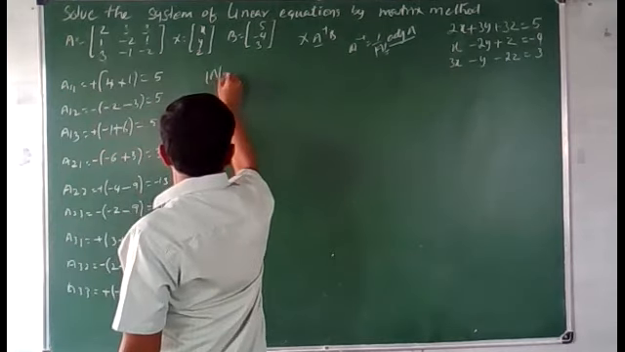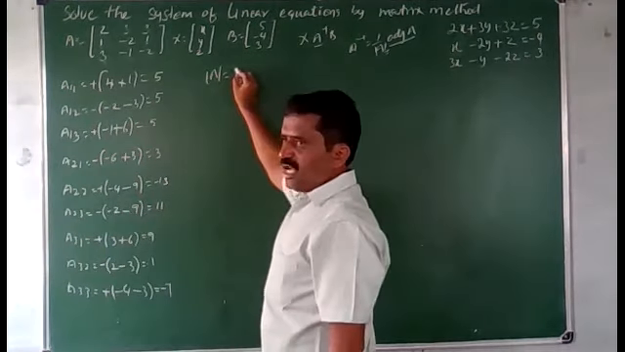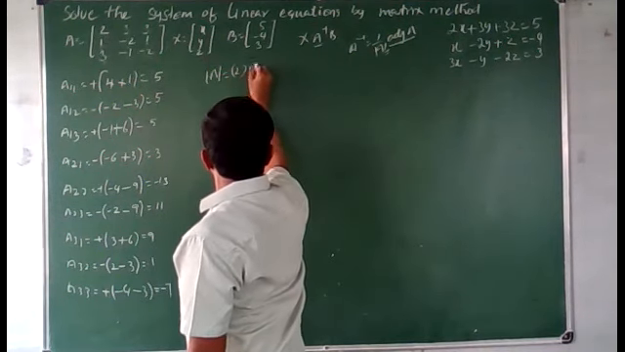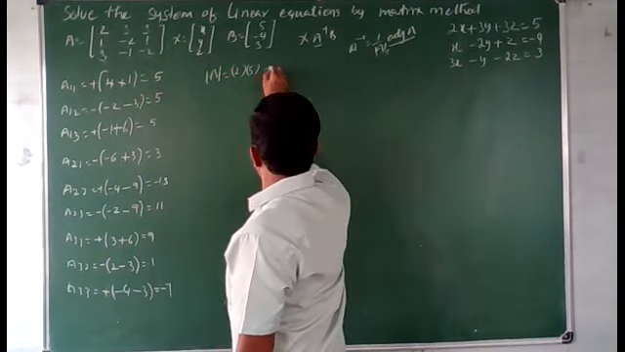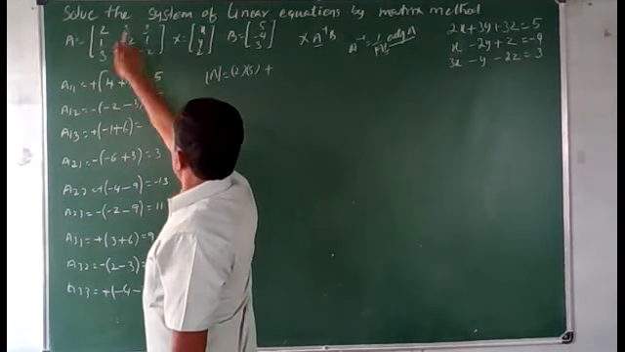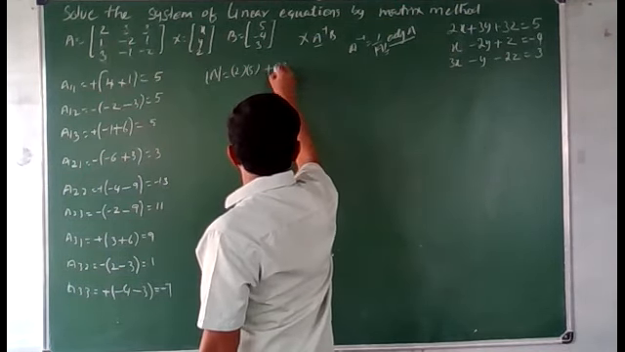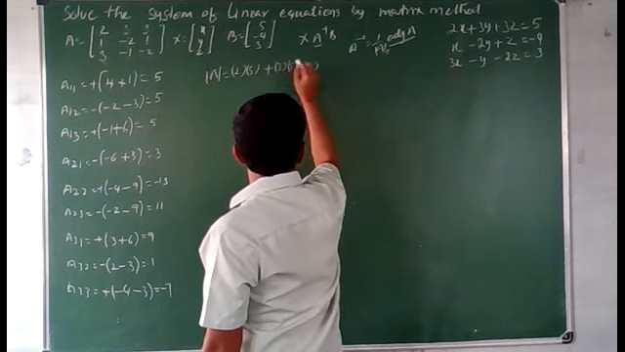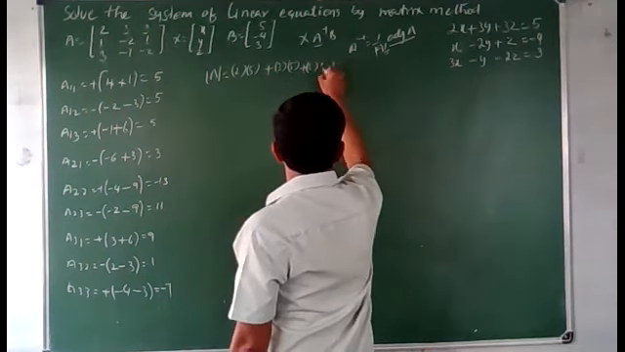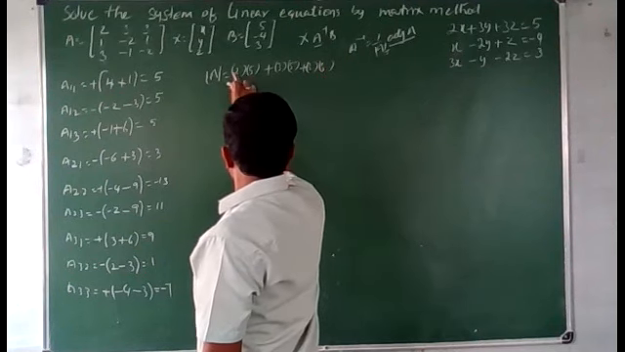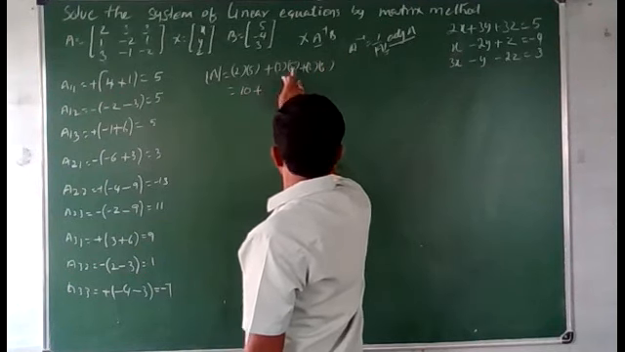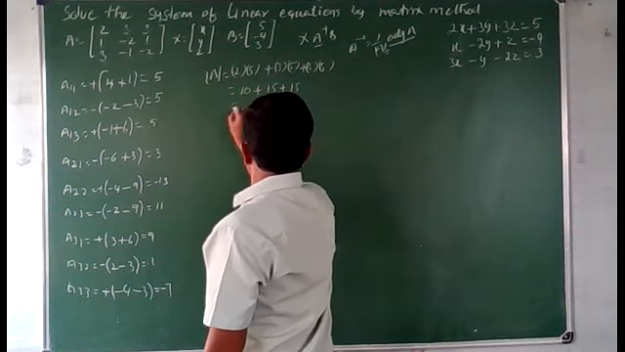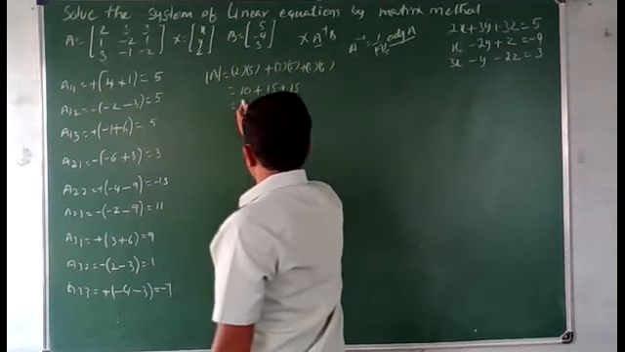Determinant of A is equal to a11 into capital A11, that is 2 into 5, again plus 3 into 5, again plus 3 into again 5. That is equal to 2 into 5, 10, plus 3 into 5, 15, plus 3 into 5, that is again 15. That is equal to 30 plus 10, 40.